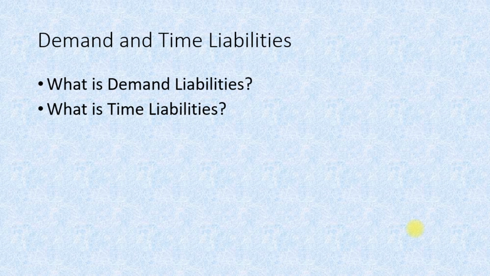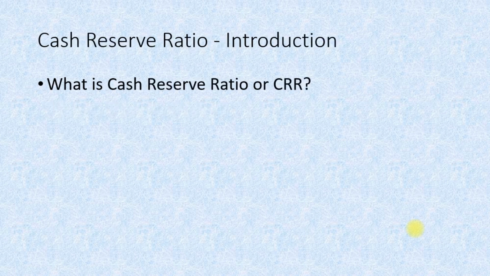Now there are also other demand and time liabilities, which include bills payable, deposits, unpaid dividends, participation certificates issued to other banks, sundry account balances, etc. So these demand and time liabilities are categories of deposits which are with the bank, and based upon which we will see cash reserve ratio and statutory liquidity ratio. So that is our next point.